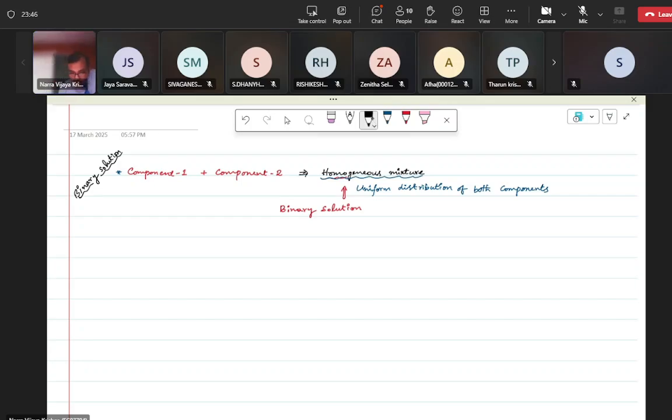Now, regarding the phase of a solution, we have 5 phases. What are they? Solid phase, liquid phase, gaseous phase, plasma phase, Bose-Einstein condensate phase. Then how many states are there? What is the difference between a phase and a state?